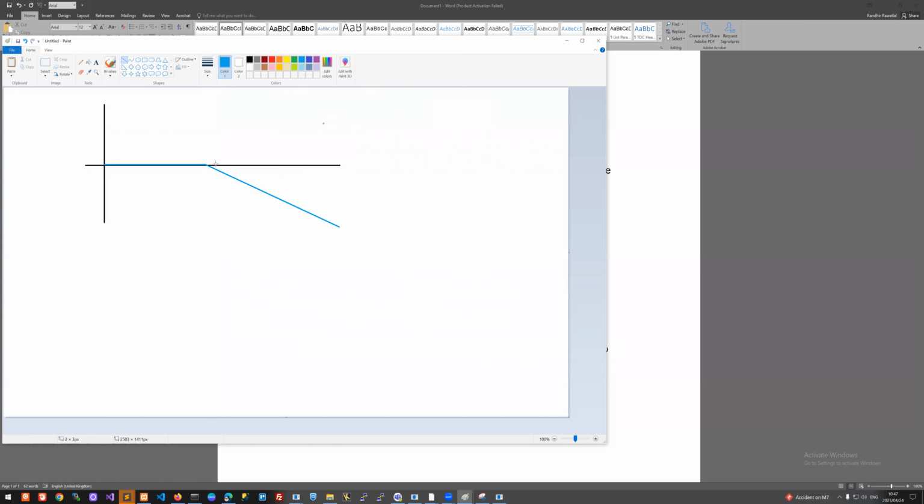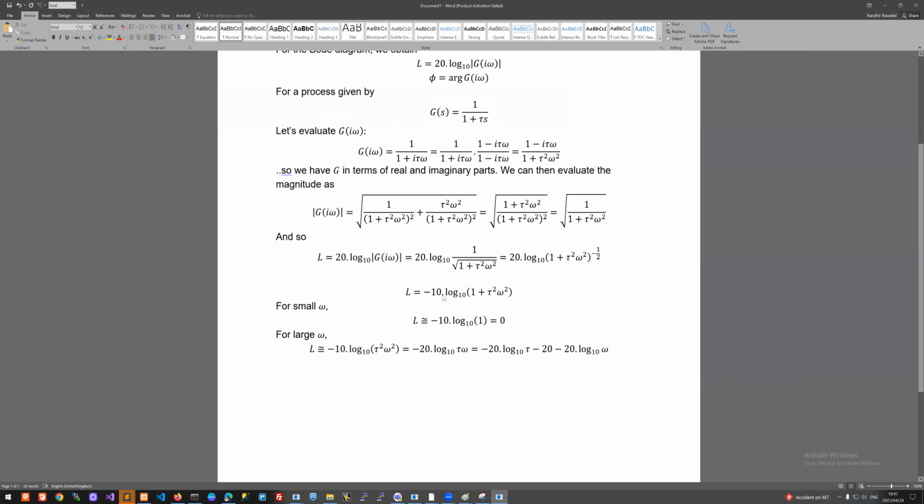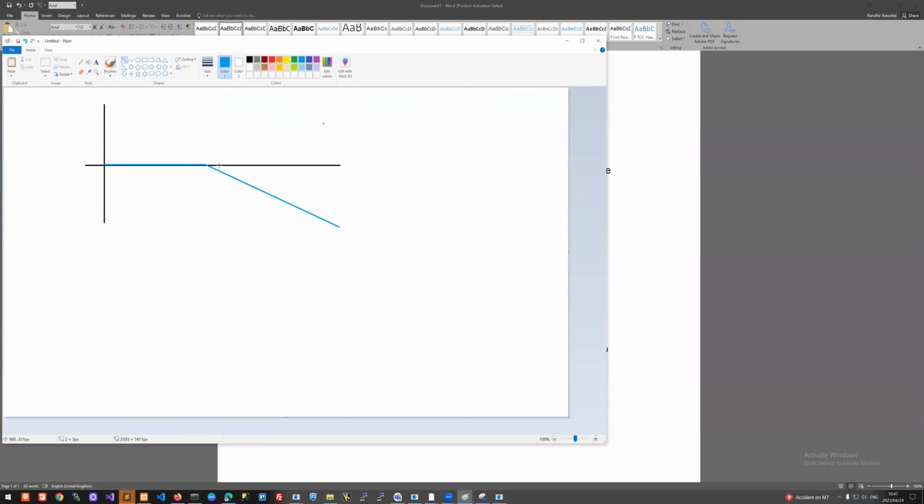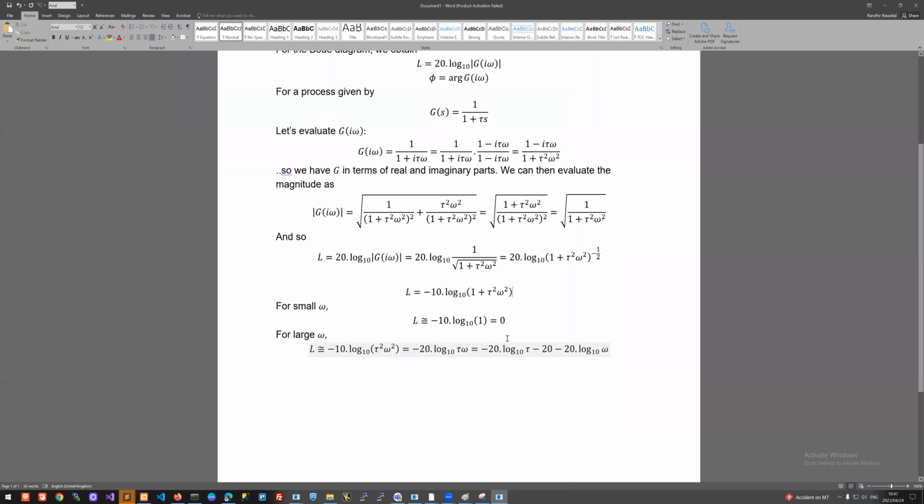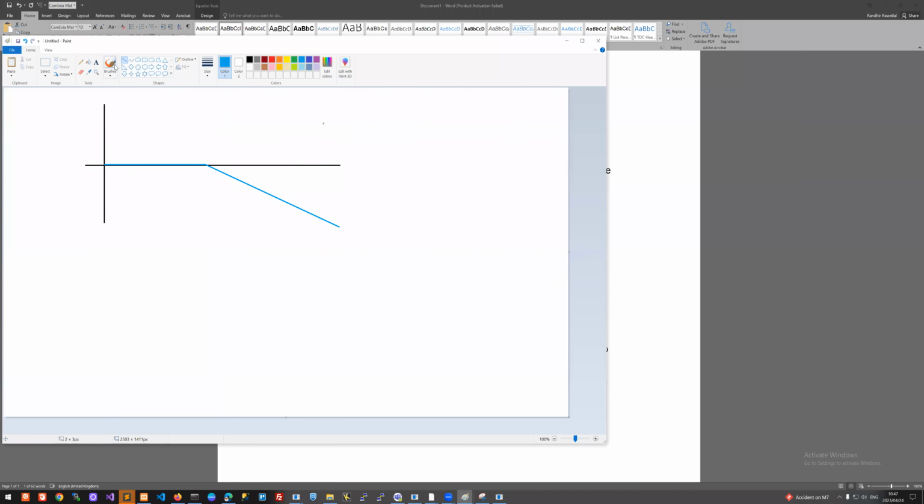And the question is, when do we get this crossover? If you look at this line, you can just extend it backwards. You can ask, when does L equal 0? L equals 0 means that these two terms are equal. And these two terms become equal when omega equals 1 over tau. So this is the point 1 over tau here. I'll just call it T.